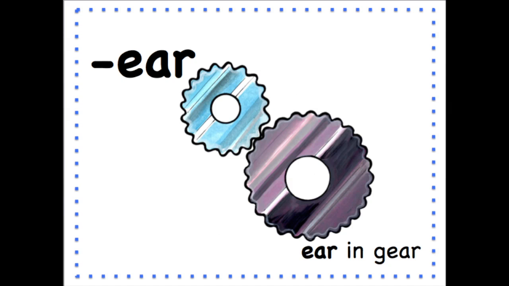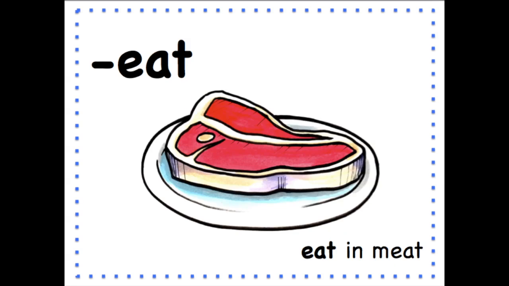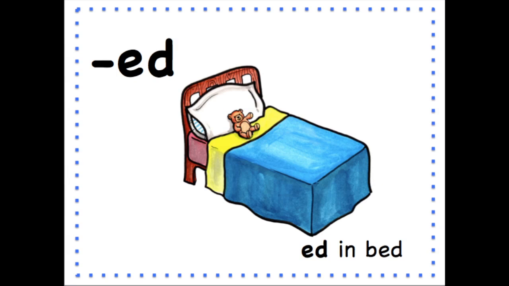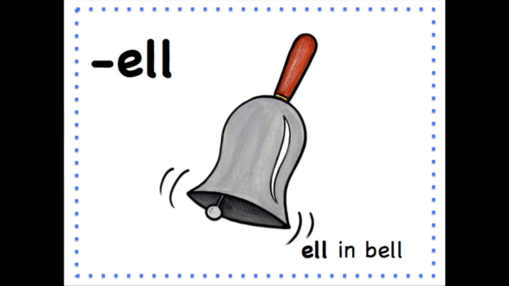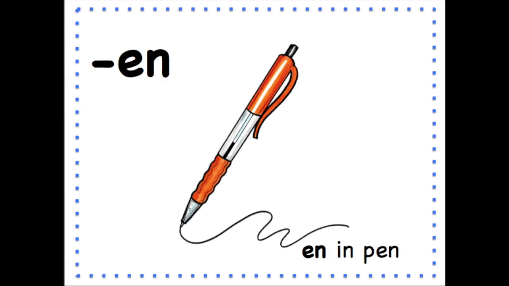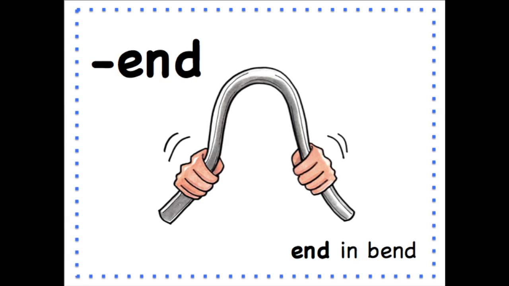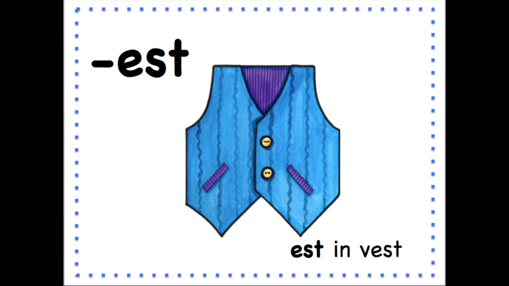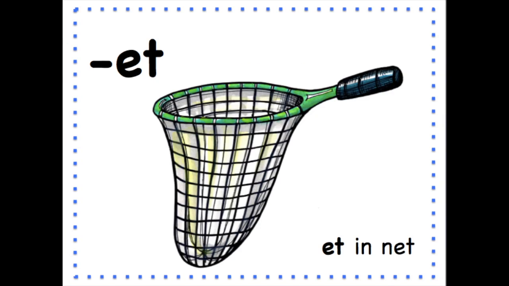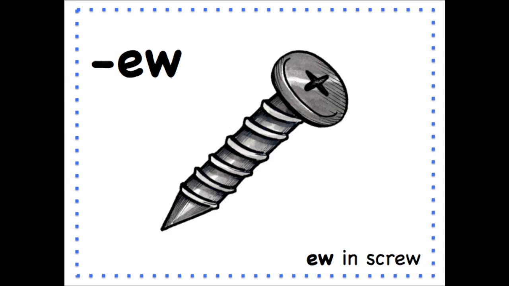E, A, R, ear in gear. E, A, T, eat in meat. E, D, ed in bed. E, L, L, ell in bell. E, N, en in pen. E, N, D, end in bend. E, S, T, est in vest. E, T, et in net. E, W, oo in screw.